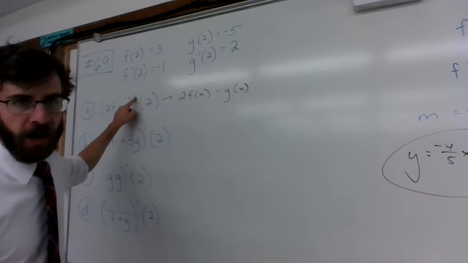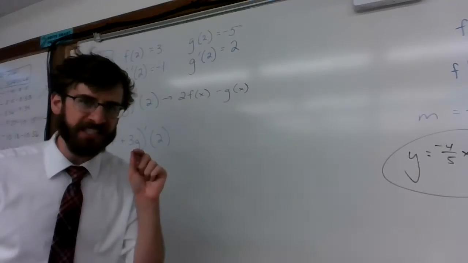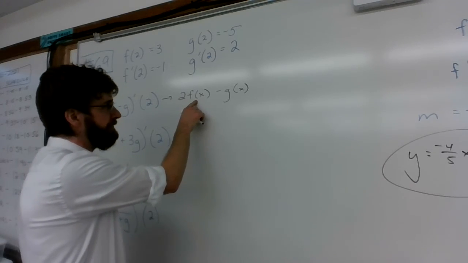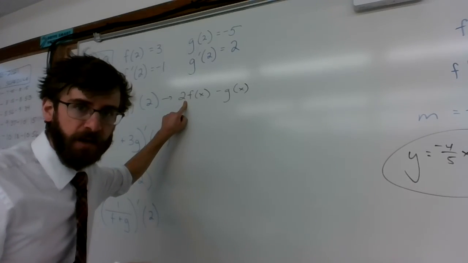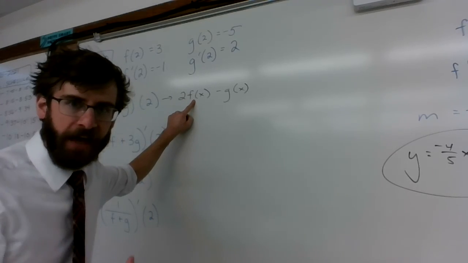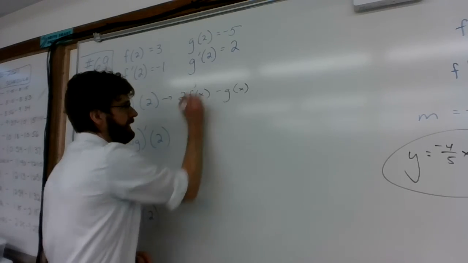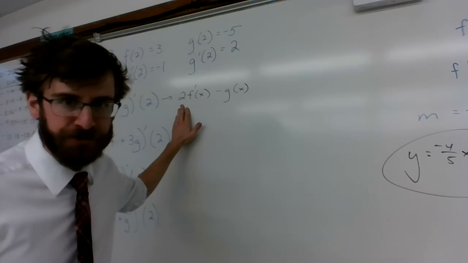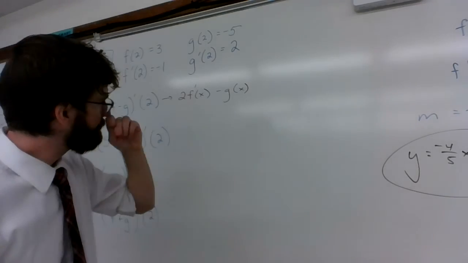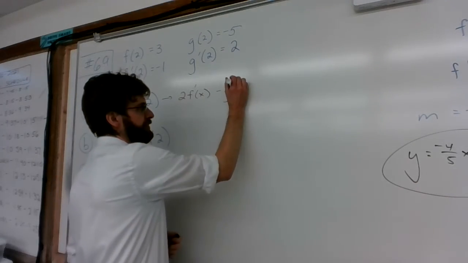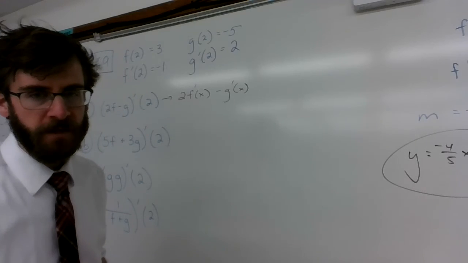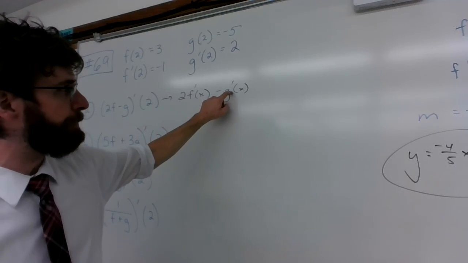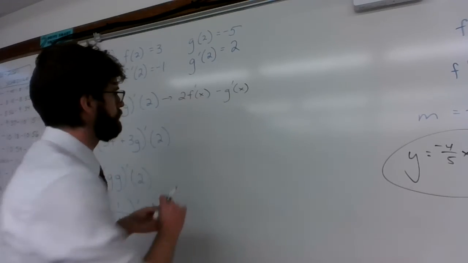And when they have the little prime symbol and a 2 here, it just means take the derivative of each part. If you're taking the derivative of 2 times f of x, if it's just a constant, we can take the derivative of the x valued function, which is just f prime of x, and leave the constant alone. You don't have to do product rule on this one. And the same thing over here, you're just going to call that g prime. So this expression comes out to be 2 f prime of x minus g prime of x at 2.